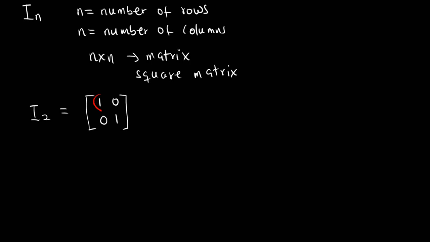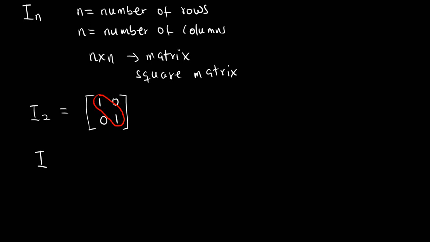So let's look at this. These are the entries on the diagonal from the upper left to the bottom right, and you see that they are all 1, and the remaining entries will be 0. So for the identity matrix, all you have to focus on is the entries on the diagonal from the upper left to the bottom right. They must all be 1s, and the other entries must be 0s.